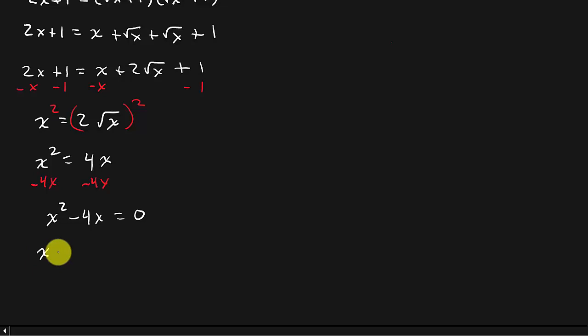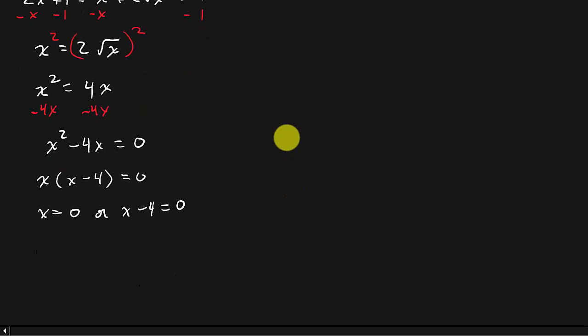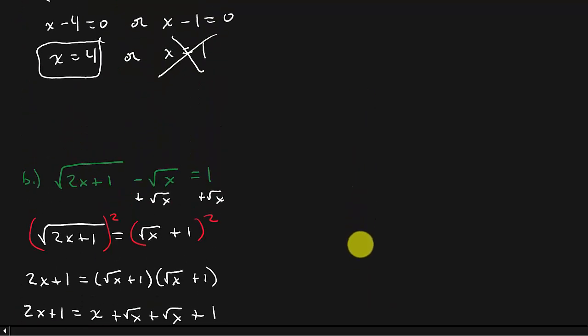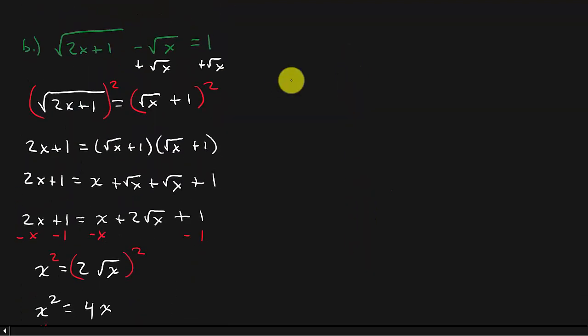And then I'm going to factor out an x. And so I get x equals 0 or x minus 4 equals 0. And so now I add 4 to both sides. Here I get x equals 4. And so these are my two solutions. Let me go ahead and come up here. So I got x equals 0 or x equals 4.